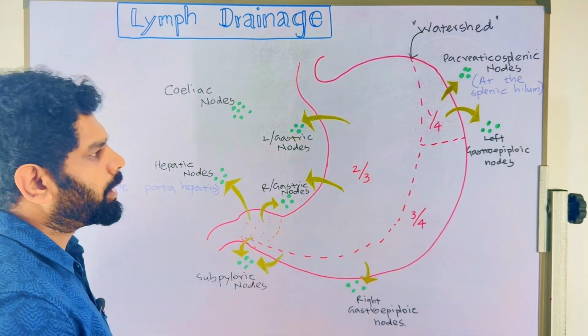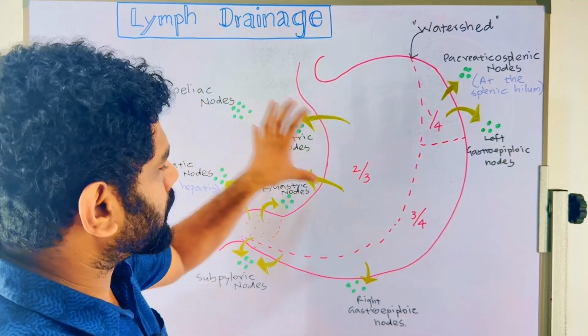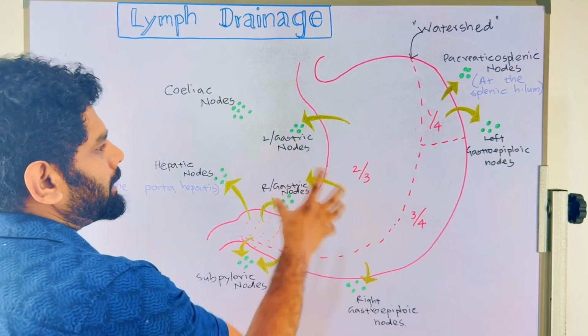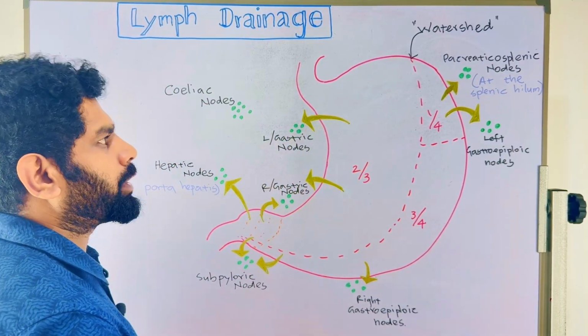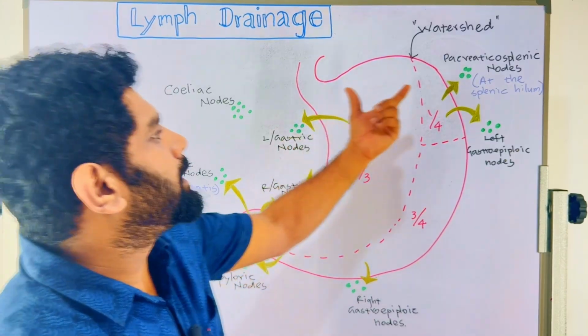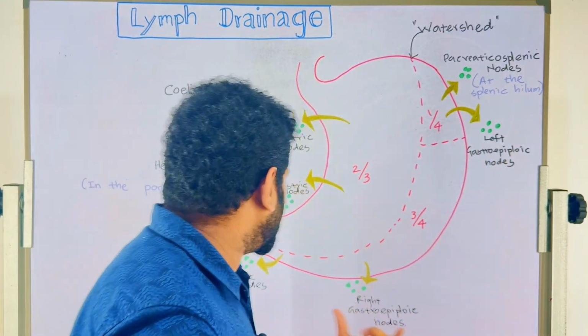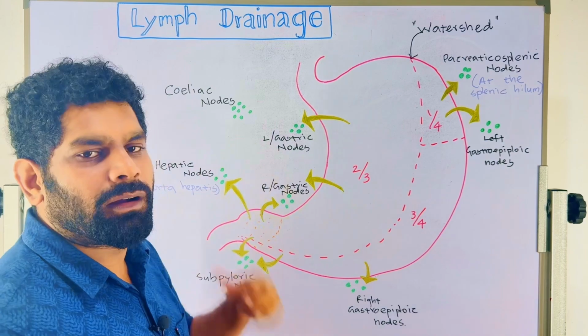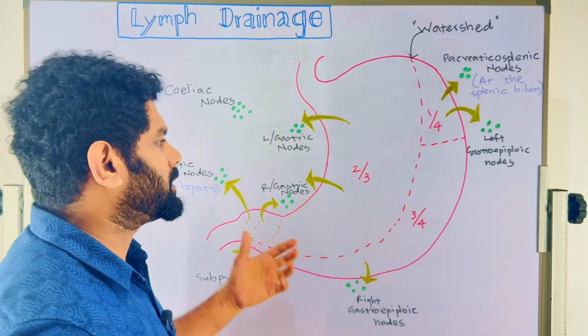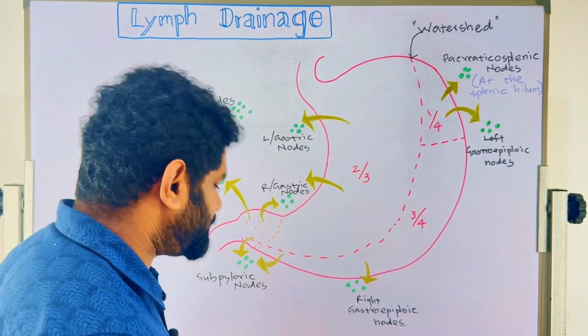So this is how lymph drainage of stomach occurs. This is an easy picture. You can remember this picture, and these names come with similar names to the vessels which supply the stomach.